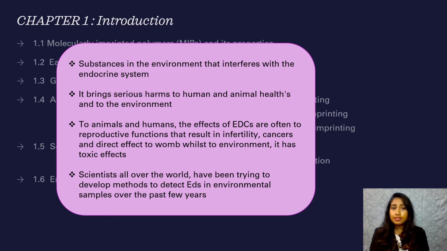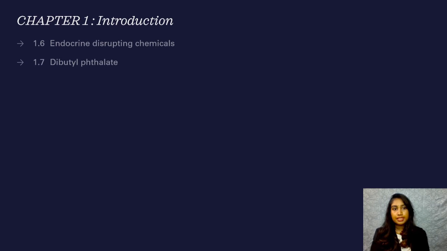1.6 is about endocrine disrupting chemicals, where EDCs are substances in environment that interfere with the endocrine system. It brings serious harms to human and animal health and also to the environment. To animals and humans, the effects of EDCs, which is endocrine disrupting chemicals, are often to reproductive functions that result in infertility, cancers, and direct effect to womb, whilst to the environment it has toxic effects. Scientists all over the world have been trying to develop methods to detect EDCs in the environmental samples over the past few years.